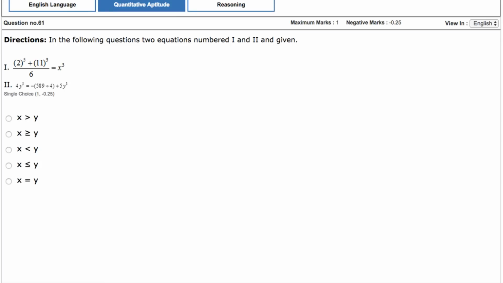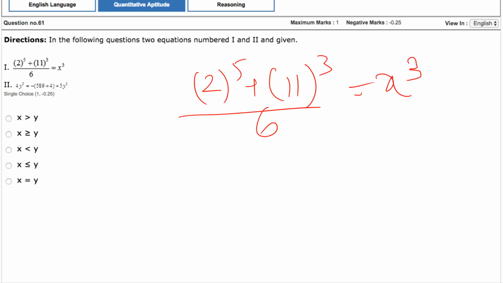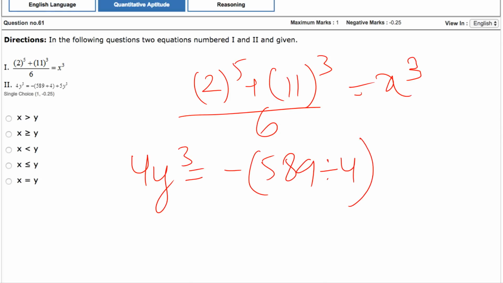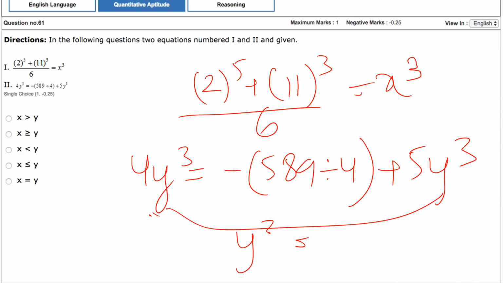These are my favorite ones, right? I do not even have to bother about. So this is now 2 raised to the power of 5 plus 11 cube is equal to x cube. This is whole by 6, and this is 4y cube is equal to minus 589 divided by 4 plus 5y cube. Okay, let me start from here. I'll just transpose this and I'll change this here. So this will become y cube, and this will become 589 upon 4.